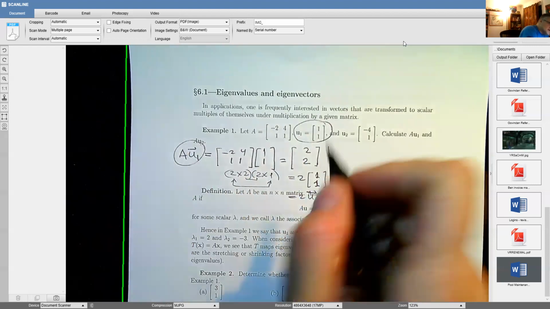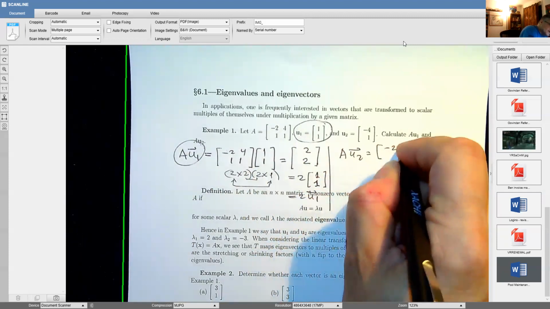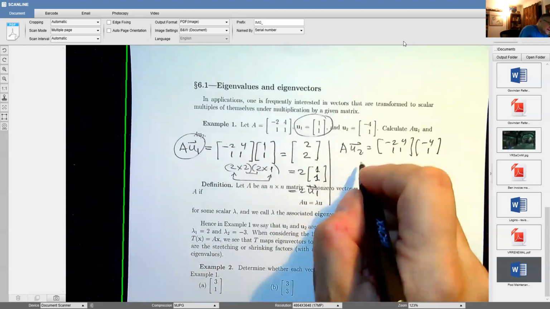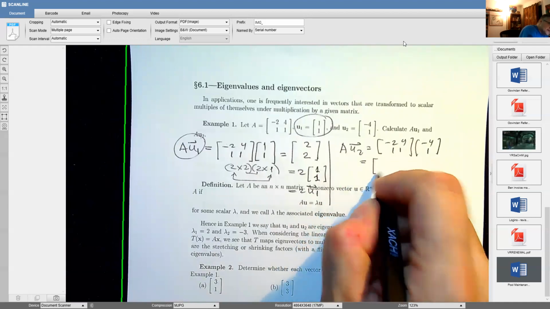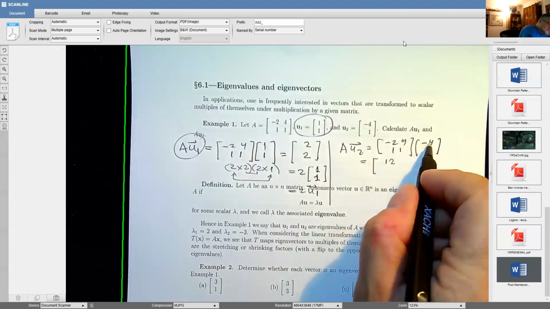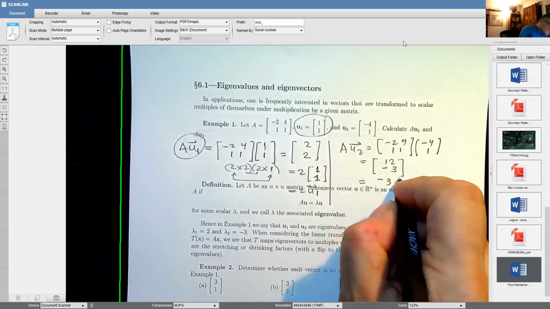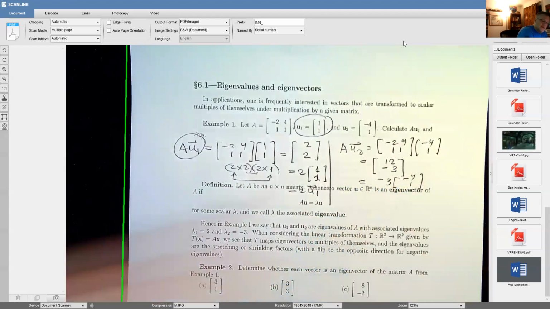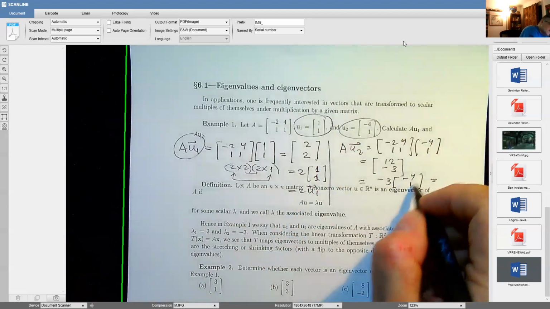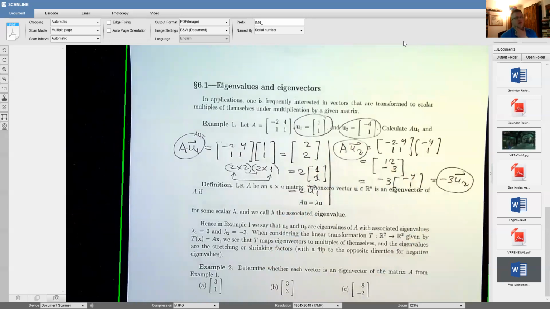All right, let's do the same thing for Au2. You multiply this matrix times u2. Same idea, row by column, and this time minus 2 times negative 4 is 8, plus 4 is 12. Negative 4 plus 1 is negative 3. And I'll yank out a negative 3 to get negative 3 times (negative 4, 1). And again, notice u2 was (negative 4, 1). So I computed this and got another scalar multiple of itself.